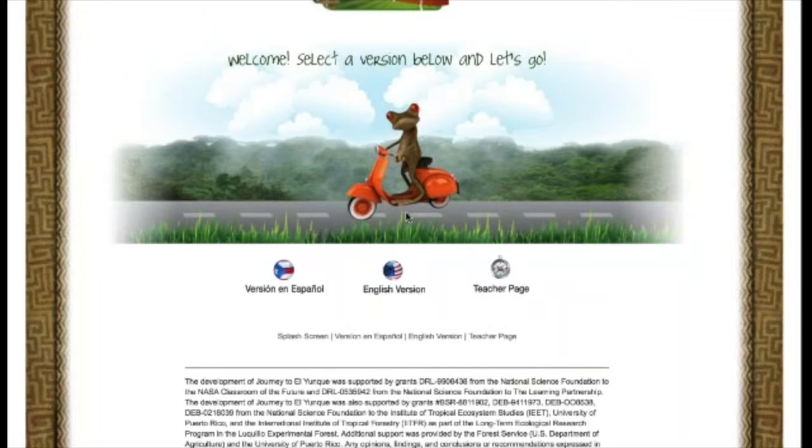Since we will be focusing on the carbon cycling today, I wanted to highlight some of the aspects of the program for how Grizelle's research actually fits into what the students would do in the Journey to El Yunque program.